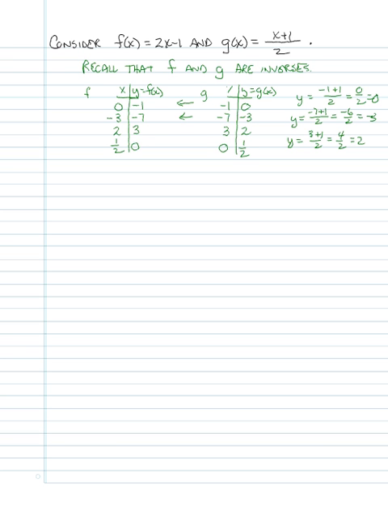And so let me make a note of this. If f and g are inverse functions of each other, and a comma b is on the graph of f, then b comma a is on the graph of g.